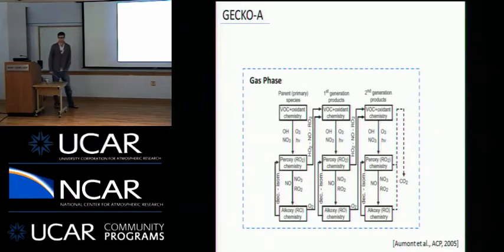So if we have something like the GECKO-A model, and this is taken from a paper by Bernard Aumont a few years ago, you start with some compound here, your parent species, and the way that it works is you react this parent species with OH, NO3, ozone, whatever your oxidant of choice is, to make some peroxy radicals. These peroxy radicals can do some stuff. They might form some alkoxy radicals, and this goes on and on, and you basically try to generate all the possible reaction pathways that you can have, estimate the rate coefficients, estimate the branching ratios, and somehow represent all the possible chemistry that can happen within the gas phase.